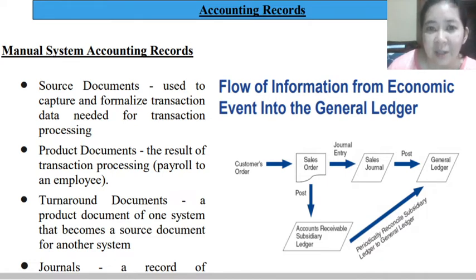So this is just a simple flow of information under the revenue cycle, where we capture the economic event, record it, and finally post it into our general ledger. So this is an example of an information system under the manual system of accounting.